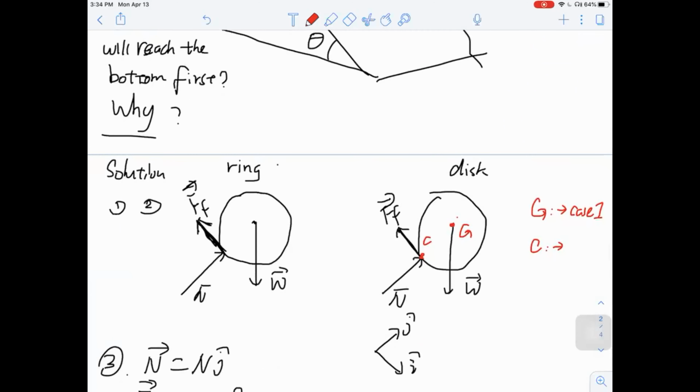We already did case 1, so that won't be case 1. Is that case 2 or case 3, if we pick point C? If you look at case 2, it's when you have a fixed point on your rigid body. So the whole rigid body is rotating about that fixed point. And if you look at both ring and disk, we don't really have a fixed point, right? So that's definitely not case 2.